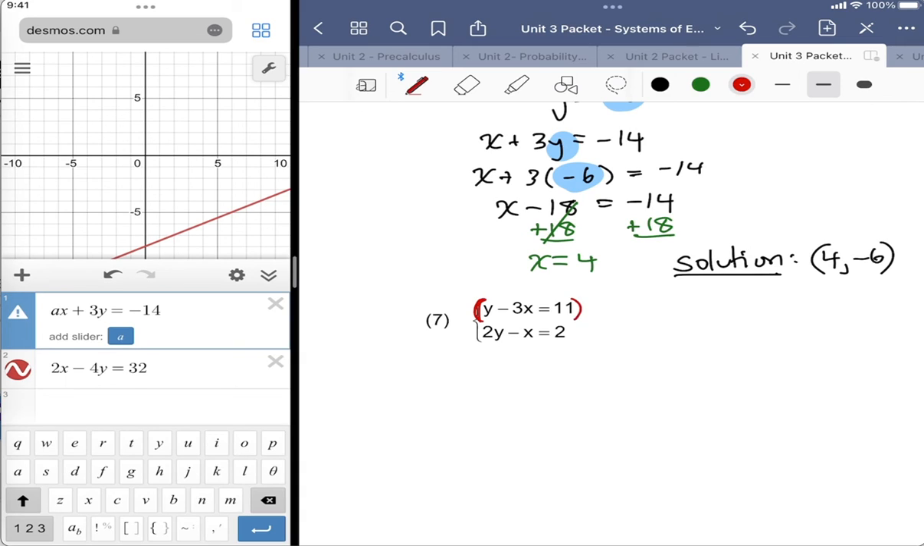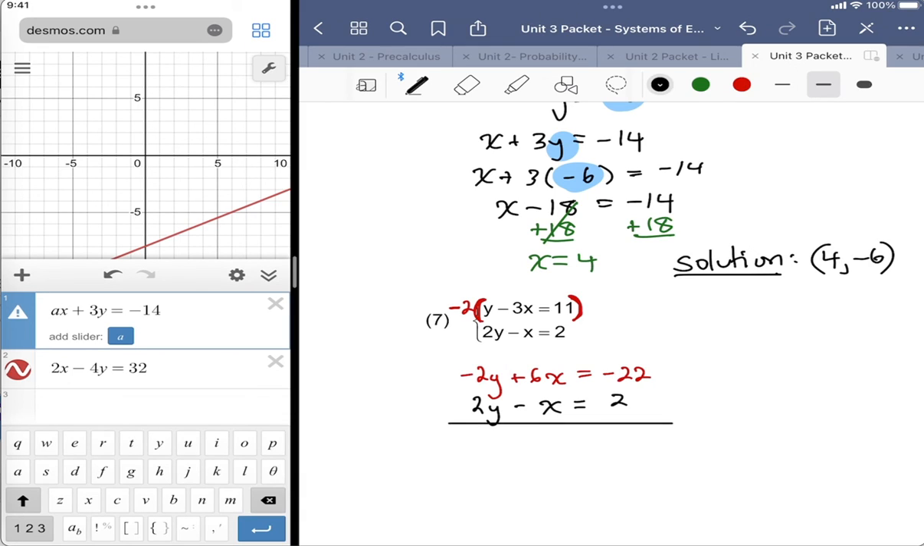Again, still, even though it looks like it might be more tailor-made for substitution, it's just a matter of multiplying by -2. You get -2y plus 6x is equal to -22. So it doesn't matter what order the variables are in, as long as they're what we call stacked. So the appropriate variables need to be on top of one another. So y over y, x over x, constant over constant. All right, so I'd have 2y minus x is equal to 2. All right.